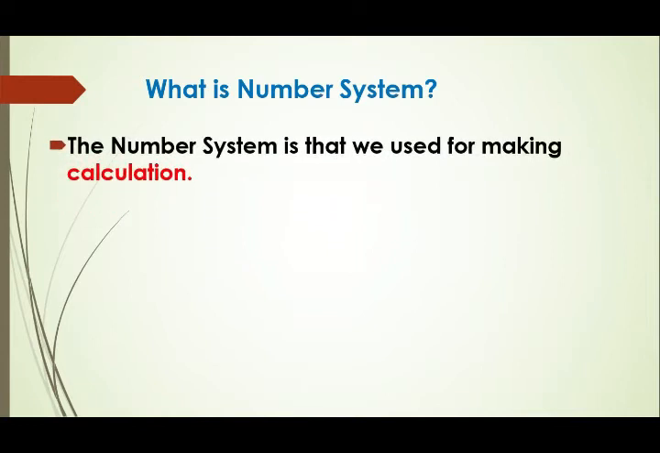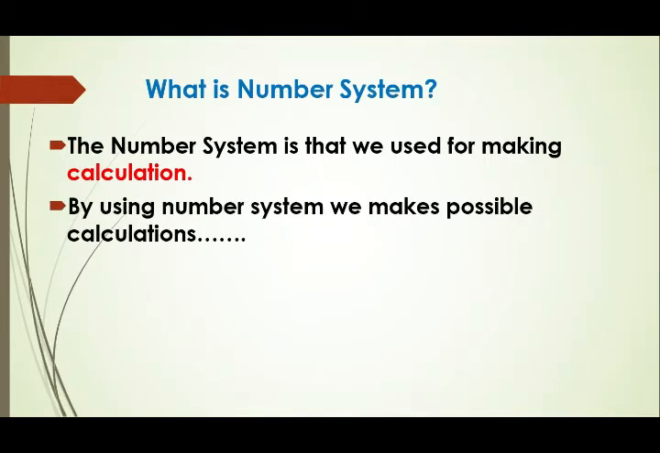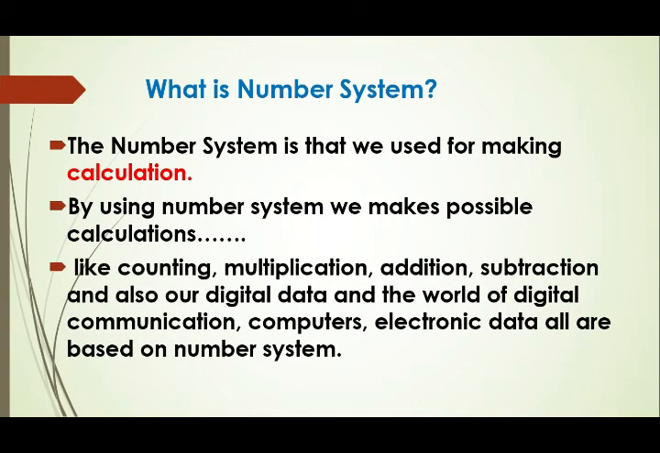Now, what is a number system? The number system is what we use for making calculations. By using number systems, calculations like counting, multiplication, addition, and subtraction are possible, and also all our digital data and the world of digital communication, computers, and electronics are based on number systems. In short, each and everything today is based on number systems.